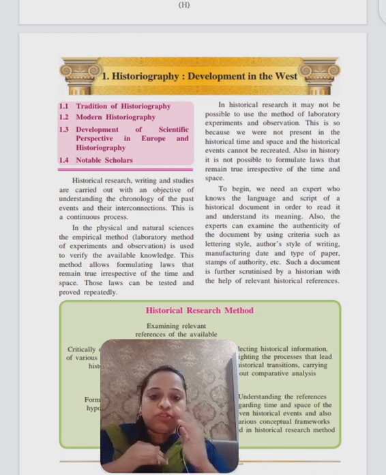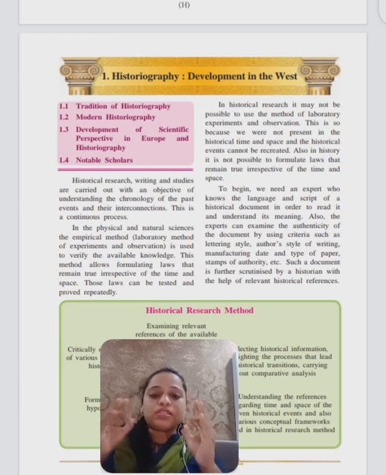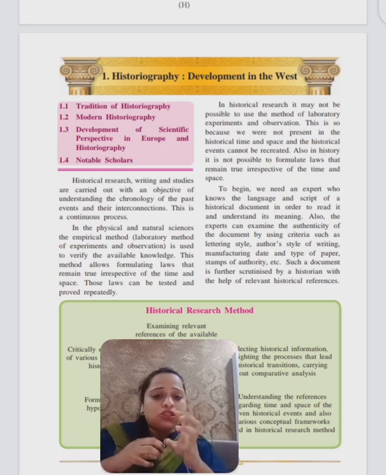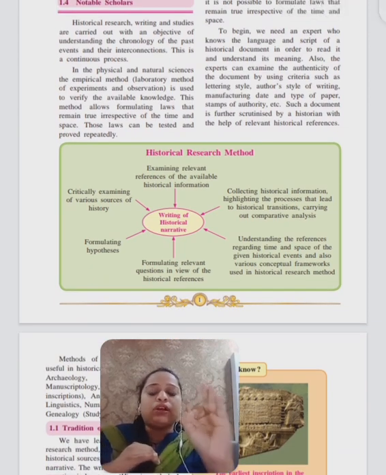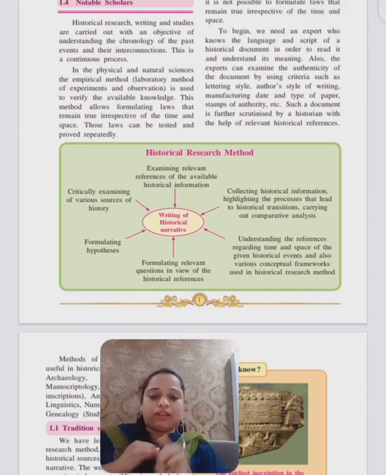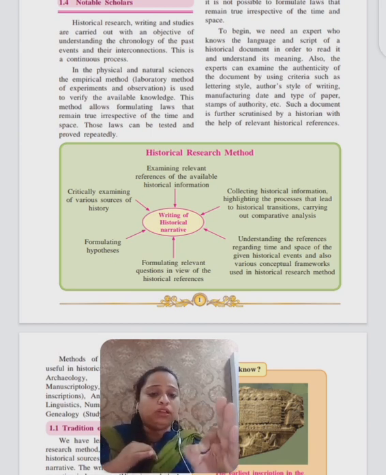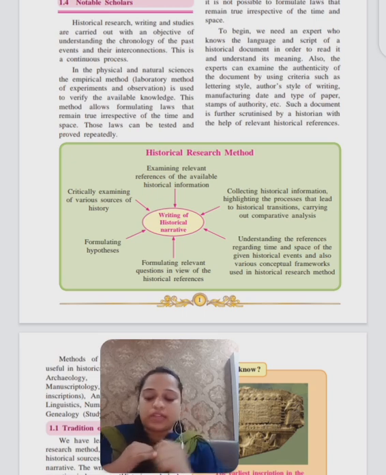Such a document is further scrutinized by a historian. All these documents have been scrutinized, which means to have a glance through a bird's eye view. It has been scrutinized by a historian with the help of relevant historical references. Now see, I am going to explain the most important topic, that is the historical research method. This topic plays a very important role and is very important for a history student to understand.